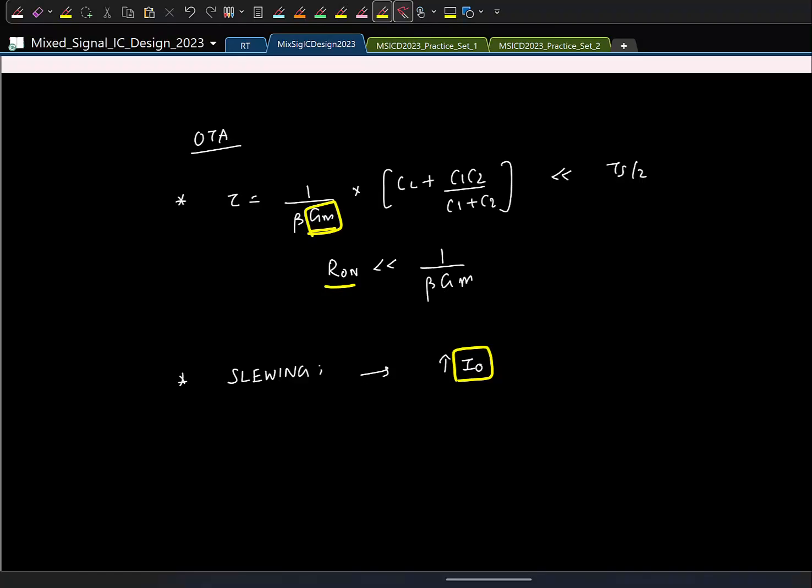So now let's move on to one more non-ideality with the OTA. It is basically the thermal noise in the OTA, right? So let me actually draw the switch cap circuit once. Actually, before that, maybe I'll do it at the end.